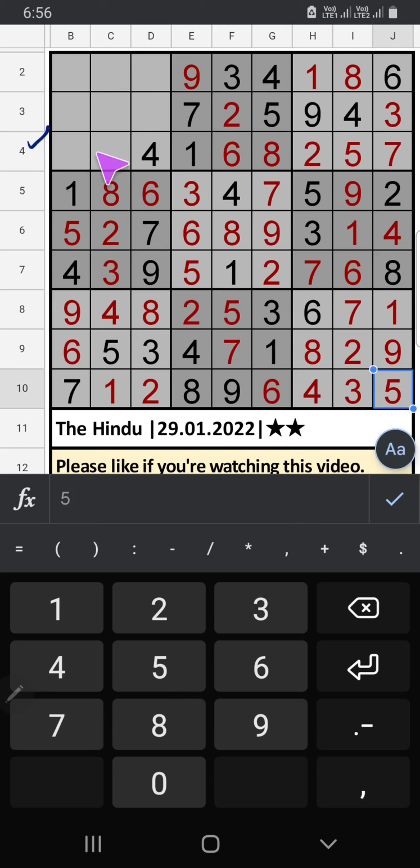Fourth row, 2 numbers are remaining, 3 and 9. Column C we have 3, so 3 can't come in this cell, then 3 is confirmed here, then 9 is here. Column B, 2 numbers are remaining, 2 and 8. Second row we have 8, so 8 can't come in this cell, 8 is confirmed here, then 2 is here.